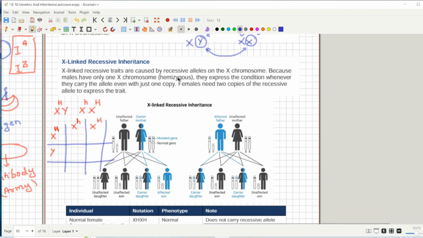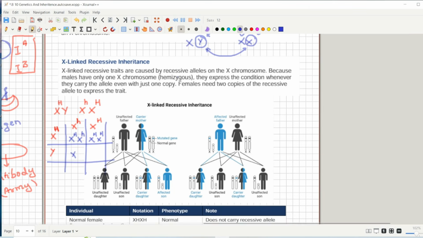As you can see here, first of all, if we make the first column, then the first column will have X and X. One of them has small h and the other is capital H. If you see here, first of all, what is it? It is a female, but it is normal. Why is that? Because there is a capital H. Capital H is dominant over small h, so this would be a normal female. Let's move to the next column, that is X capital H, X capital H. This is also a normal female.